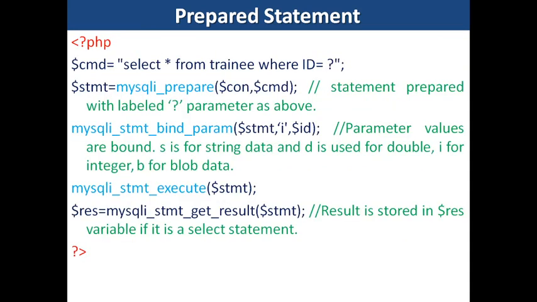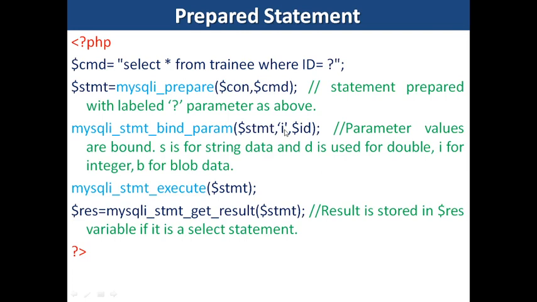So what is the syntax here? First, this is very similar; if it is a select statement, we will check it in the insert as well. Select * from trainee where id = ?. So $stmt = mysqli_prepare($con, $cmd), the statement prepared with a question mark as the parameter. Then mysqli_stmt_bind_param($stmt, "i", $id). So parameter values are bound.